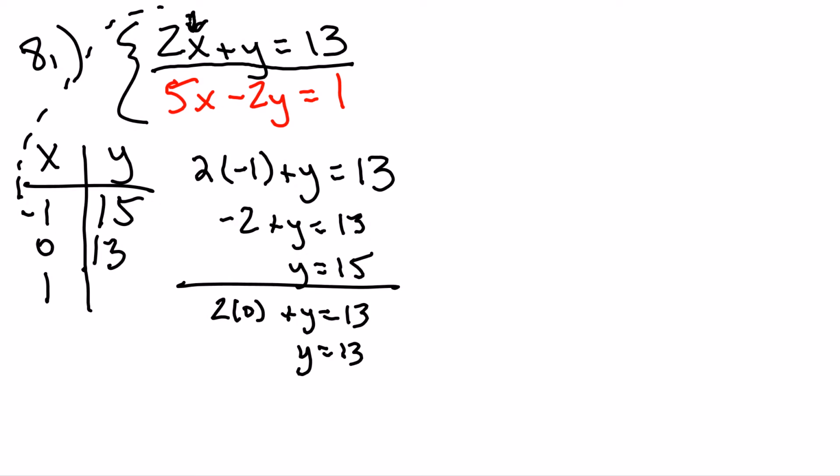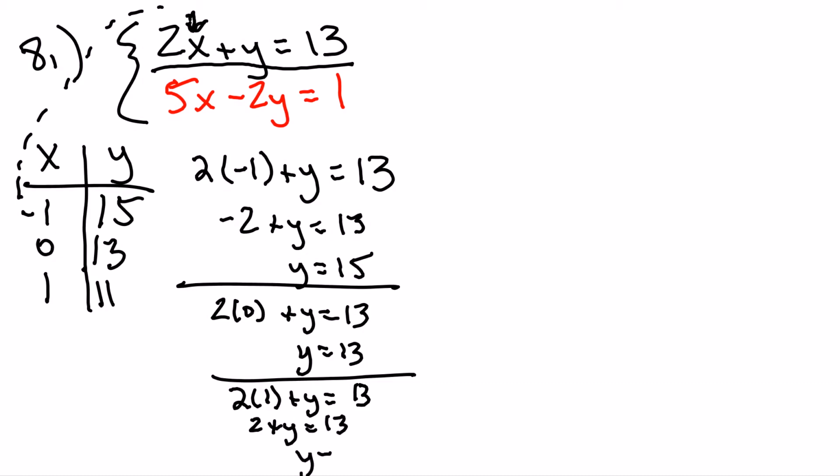Now, I think the next one's going to be 11. I'm not sure, though. So before I do any work, I think it's going to be 11. If I don't get 11, I recheck my work because that means I made a mistake. So I do 2 times 1 plus y equals 13. I get 2 times 1 is 2 plus y equals 13. I subtract 2 from both sides, and it's 11 just like I thought. So I'm good to go.